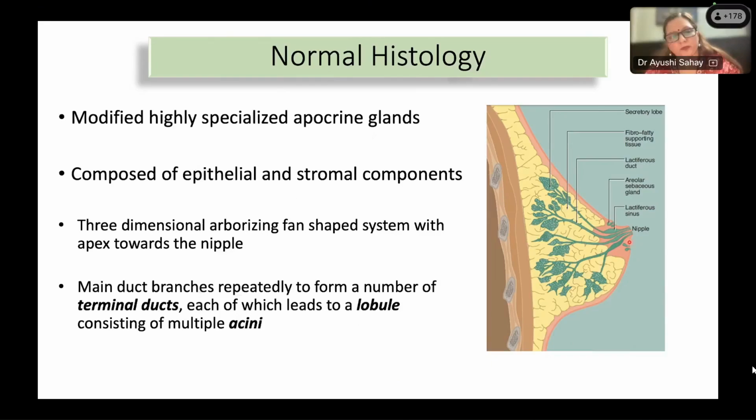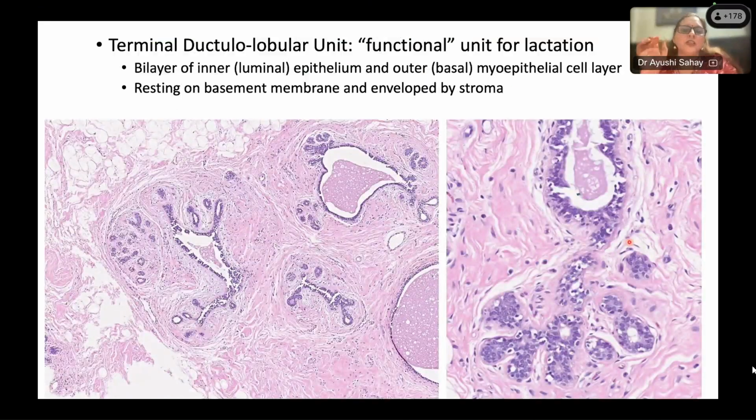The main functional unit of the breast is what is known as the terminal ductulo-lobular unit, TDLU, which is the functional unit for lactation, in which you have multiple acini which form a lobule which drains into a ductule, which further drains into larger lactiferous ducts. So this is the functional unit of lactation, and the majority of the lesions we see are associated with this TDLU architecture.